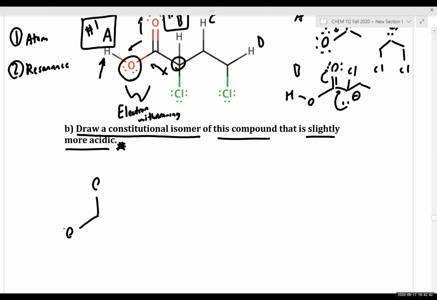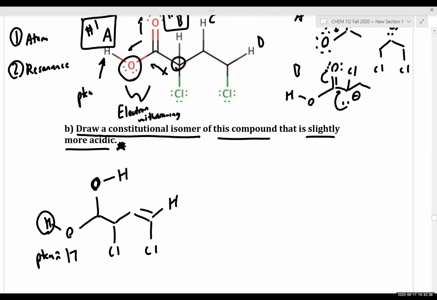Okay, so let's entertain this structure here. Are you referring to something like this? Okay. Now, what is the typical pKa of an alcohol? 17. So have we beaten the pKa of a carboxylic acid, which is around 4? We weakened it. It's good that we recognize that.